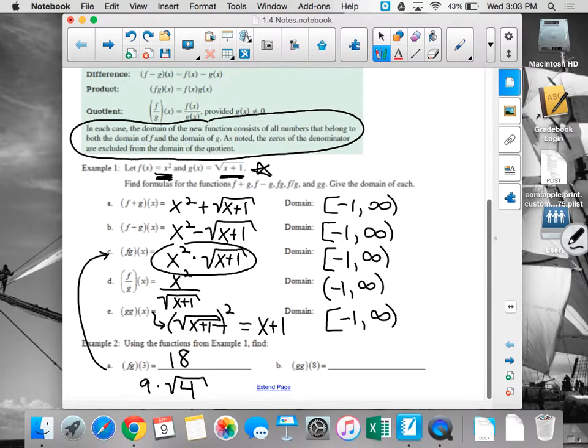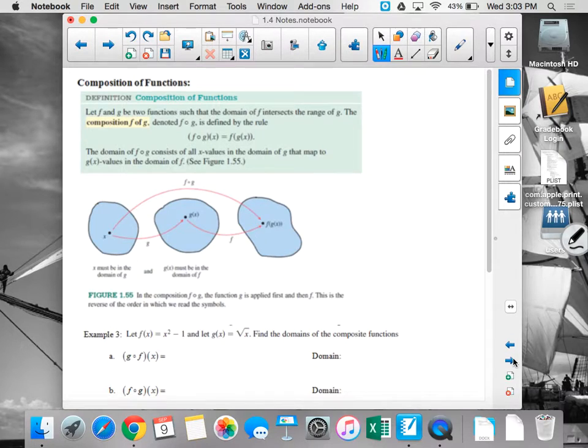Or you can take this one that we found right here, and put 8 right in for x really quick, and you know what? We get 9. And again, that is exactly what you would get if you evaluated each function separately and then multiplied it together. So that is really kind of an intro to functions and doing different operations on them.